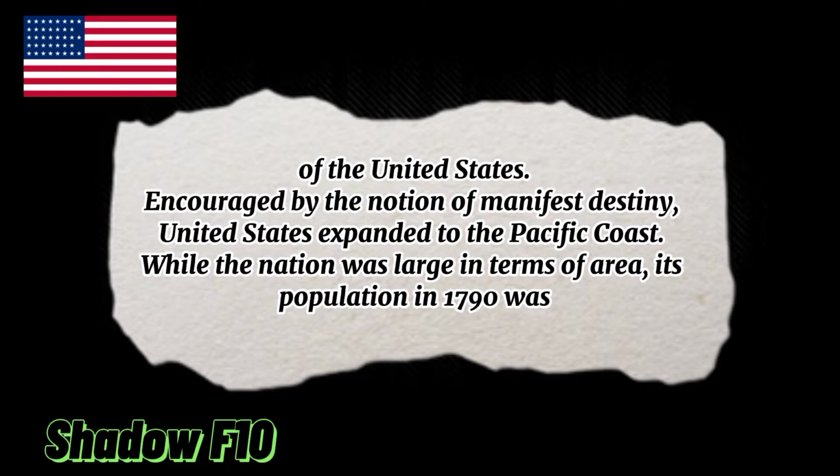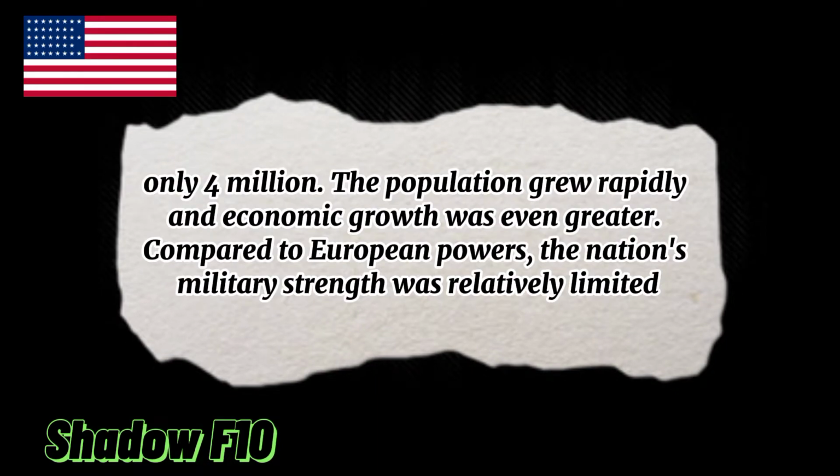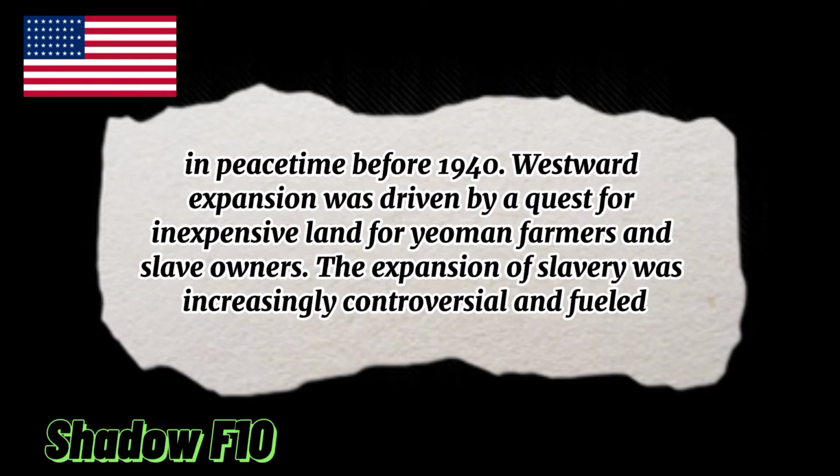Encouraged by the notion of manifest destiny, the United States expanded to the Pacific coast. While the nation was large in terms of area, its population in 1790 was only 4 million. The population grew rapidly and economic growth was even greater. Compared to European powers, the nation's military strength was relatively limited in peacetime before 1940. Westward expansion was driven by a quest for inexpensive land for yeoman farmers and slave owners.